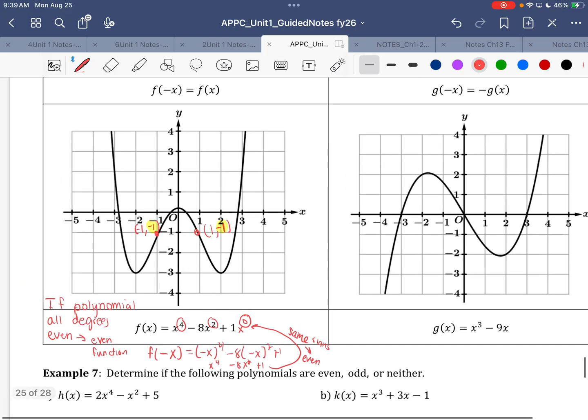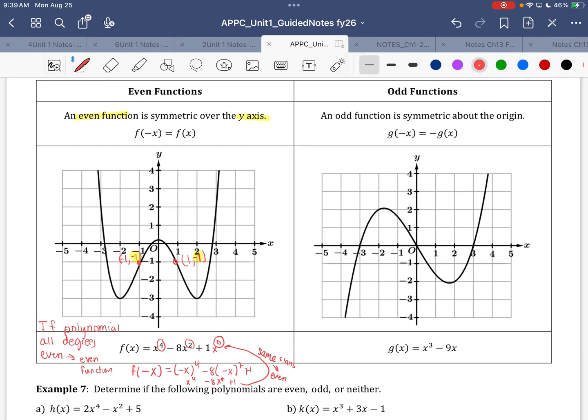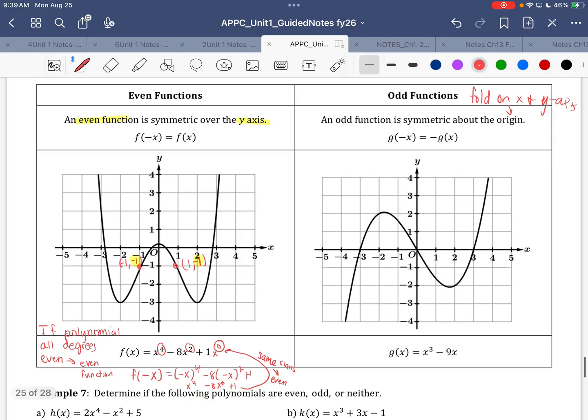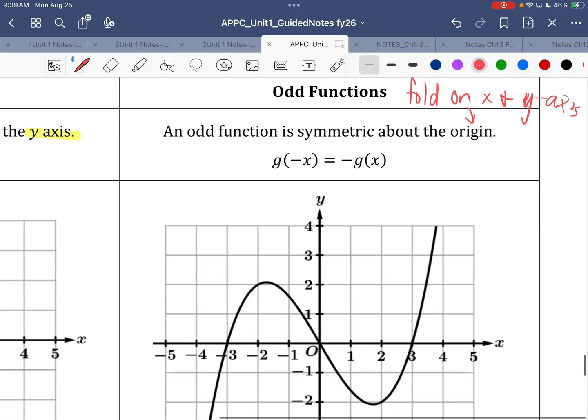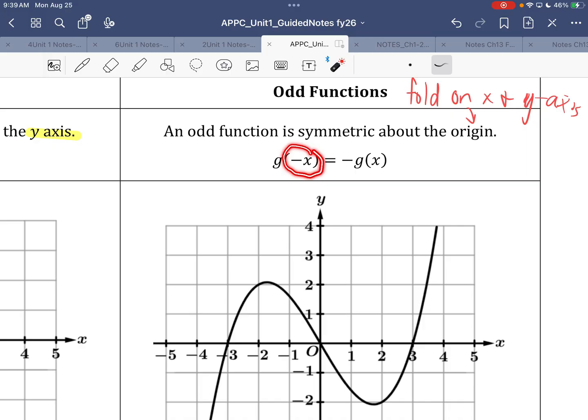So let's look at an odd function. Odd functions have origin symmetry. Origin symmetry means that we fold along the x and the y. So if I could fold it along the x-axis and then again along the y-axis or vice versa, that's origin symmetry. So in origin symmetry, opposite inputs have opposite outputs. So negative x should have the opposite output as when I plug in positive x.